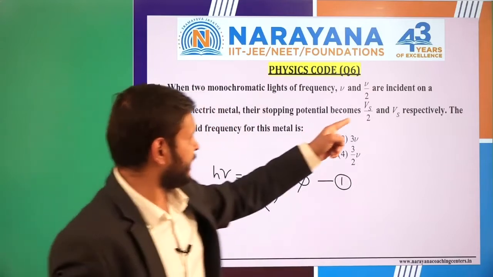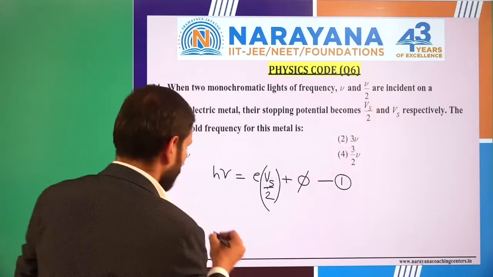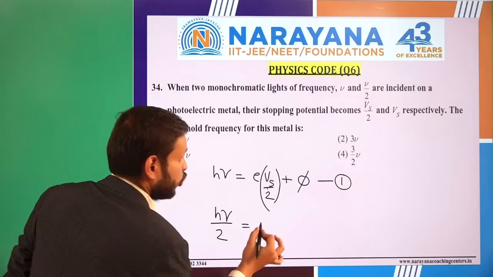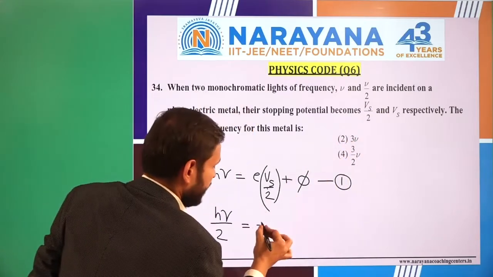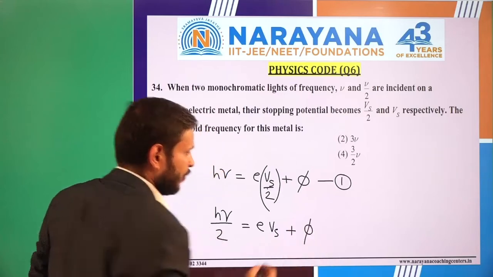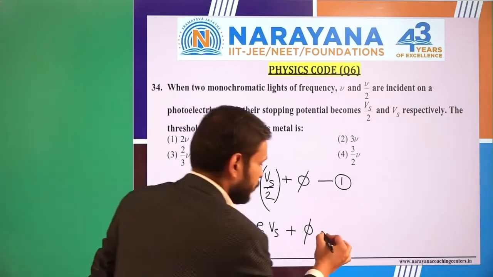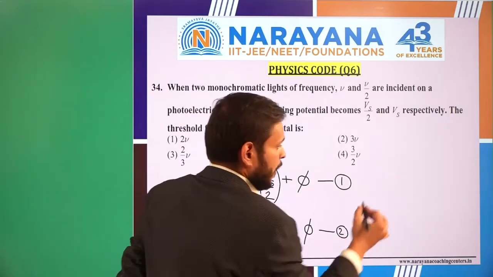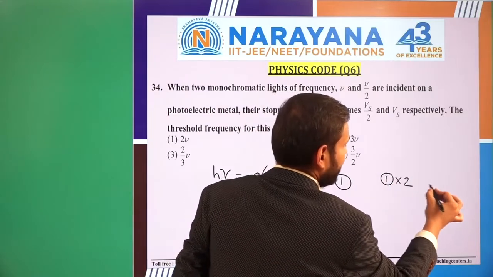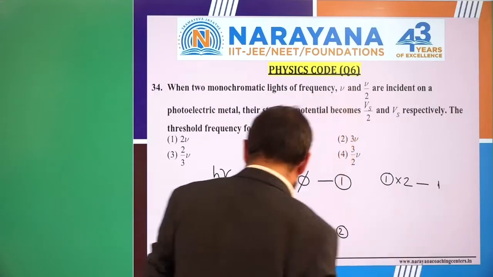Second equation, for the second time, the frequency is V by 2. So over here I will write, and the stopping potential is Vs, so E times Vs plus phi. Work function won't be changing. So this is equation number 2. Now what we can do over here, we can multiply this equation by 2 and subtract it from equation number 2 only.